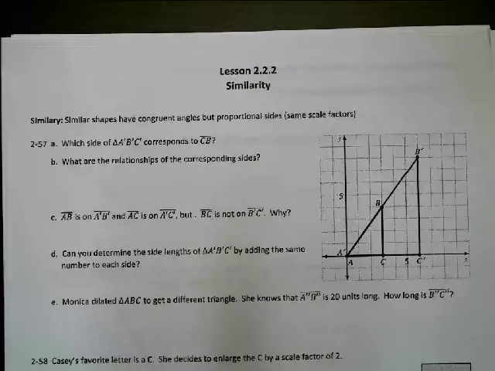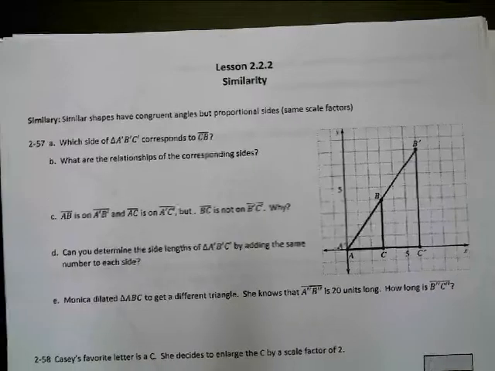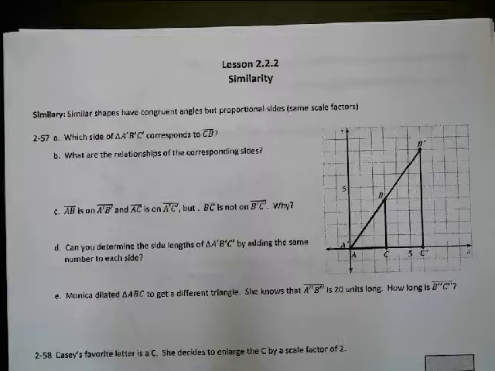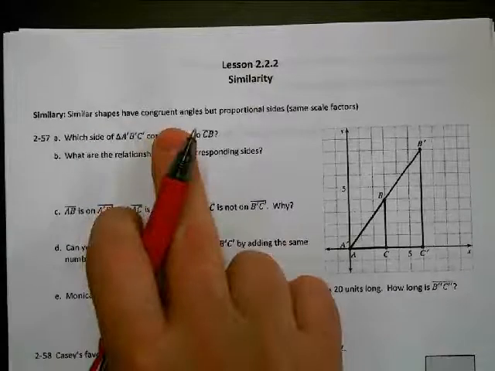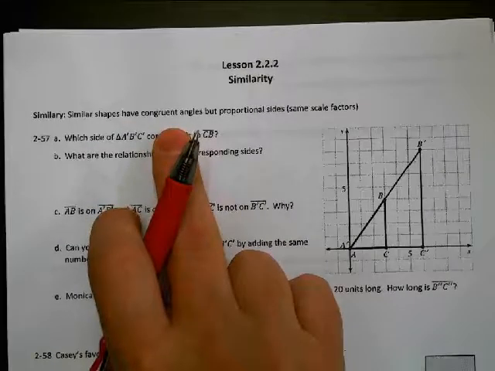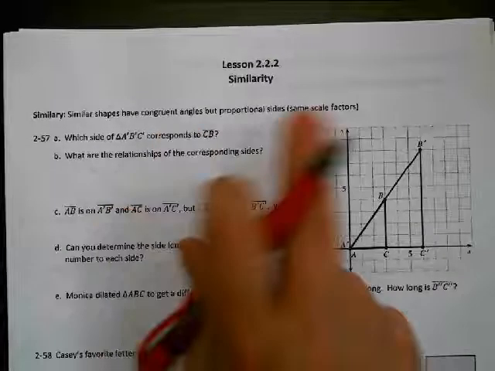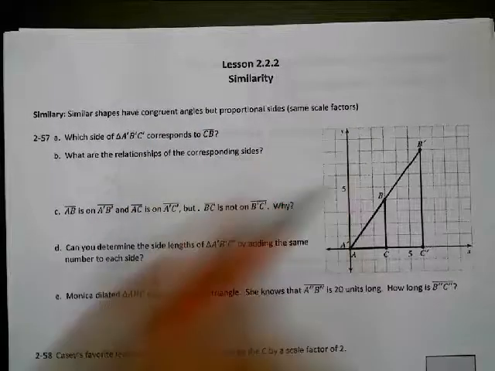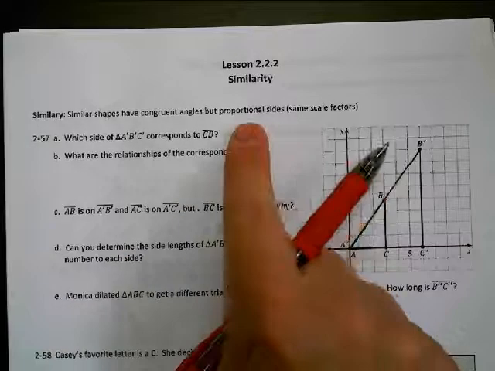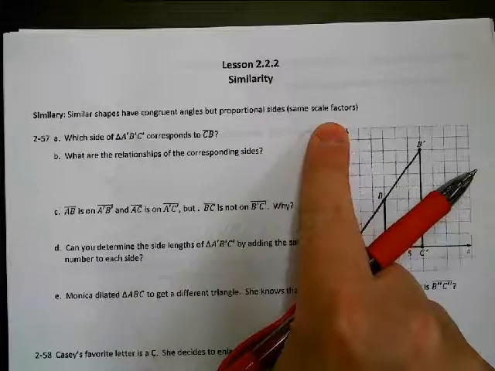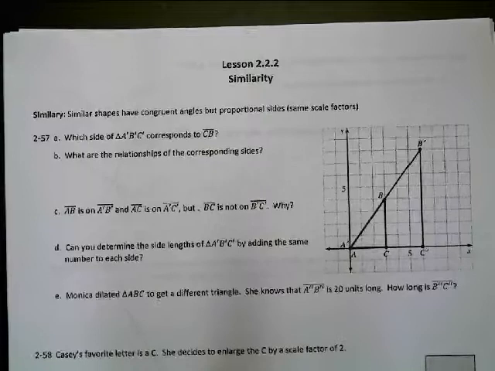Okay, so we just got done doing dilations. We saw that dilations do not produce shapes that are rigid motions, because they make shapes that are instead what we call similar to each other. Similar shapes have congruent angles, so the angles are the same, but the sides are proportional instead, meaning that they have the same scale factor. Okay, so we did scale factor last time. So proportional sides just means the sides have the same scale factor.